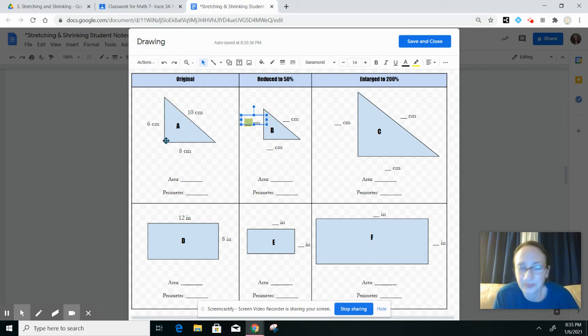Okay, so here we go. We're going to shrink this 6 centimeter side by 50%. So if you remember back to your notes the other day, when we're finding 50% of 6, we're gonna change that 50% to a decimal, which is 0.5. We're multiplying it by 6, and we get 3.